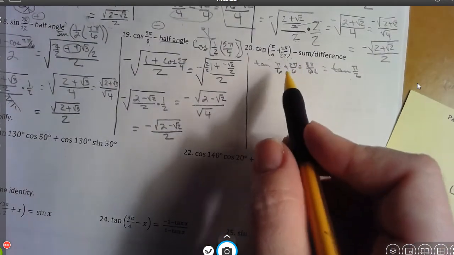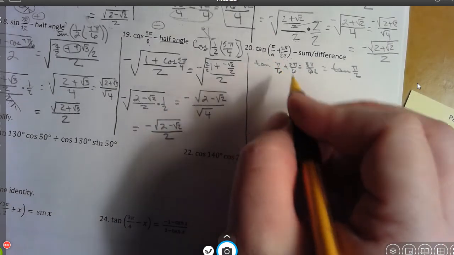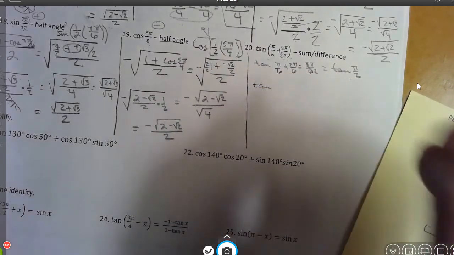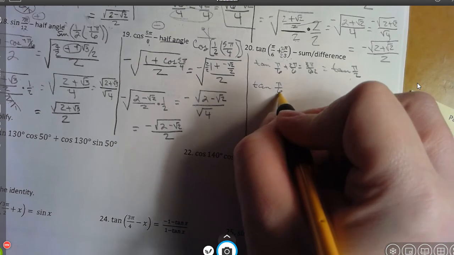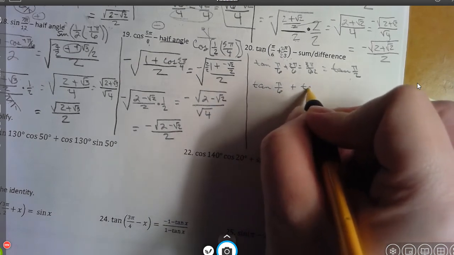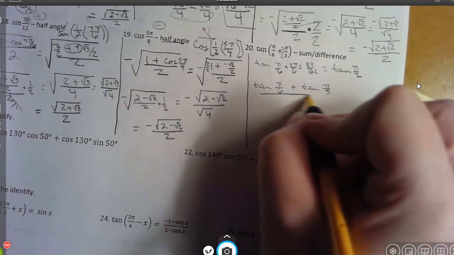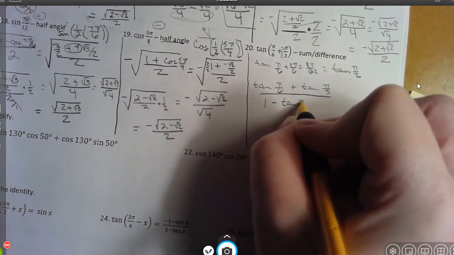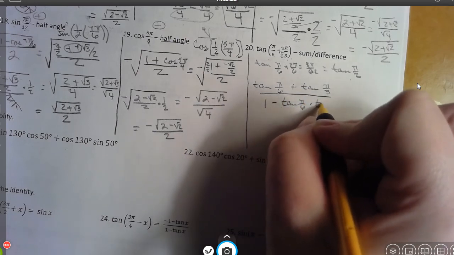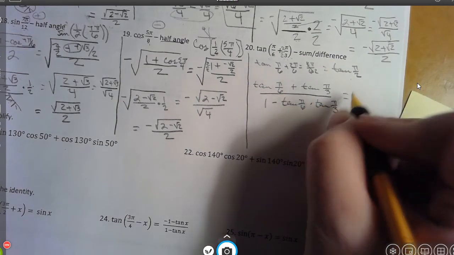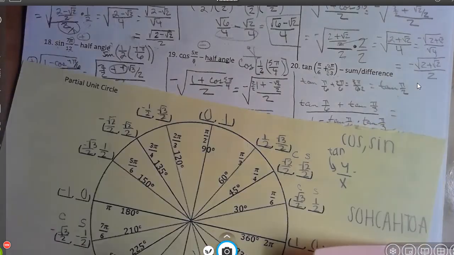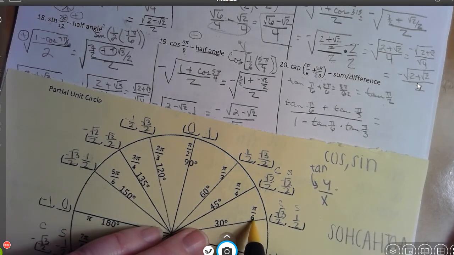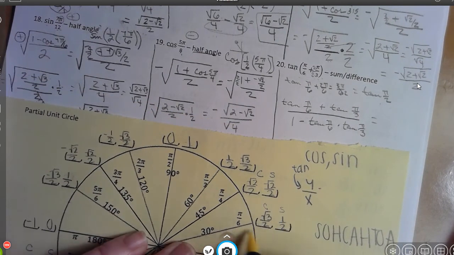So let's see what happens with sum and difference. Okay? So if we're doing sum and difference for this one, we're going to end up with addition. So we have tangent. I'm going to spread this out. Tangent of pi over 6 plus tangent of pi over 3 divided by 1 minus tangent pi over 6 times tangent pi over 3. Well, I'm going to fill all these in. So tangent of pi over 6, I've got to go back and know what my tangent of pi over 3 and pi over 6 are. The tangent here is equal to square root 3 over 3.